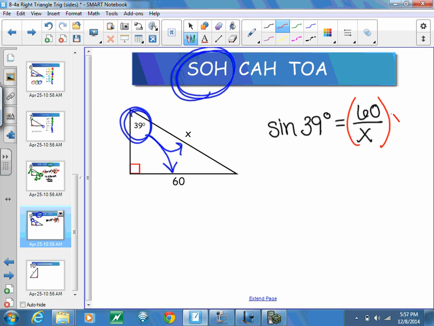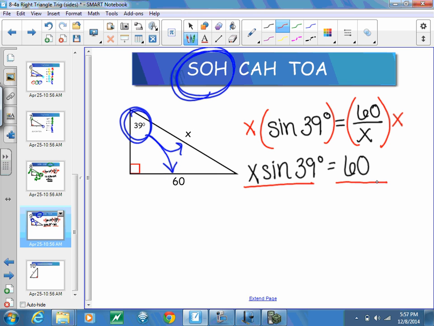Solving for x, I have a problem with having x in my denominator, so I'm going to have to get rid of that by multiplying both sides by x. I now have x times the sine of 39 degrees is equal to 60. Solving for x, I'm going to now divide both sides of my equation by the sine of 39 degrees. The sine of 39 degrees, that is an actual number. You cannot just divide by 39. We cannot just divide by the sine.